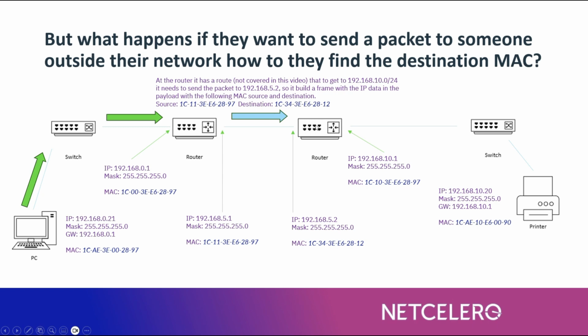Now there could be multiple switches along this route here. I haven't drawn them in. If there was, it would work in the same principle. The switch doesn't care about anything except the MAC addresses, and so we just forward it onto the router.